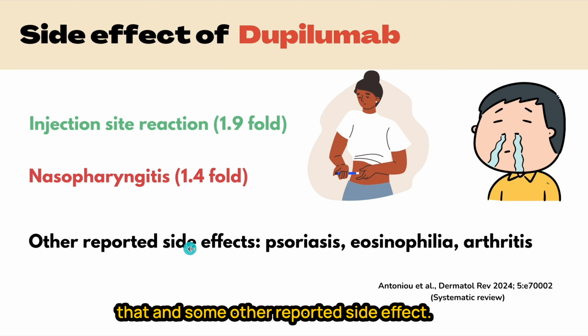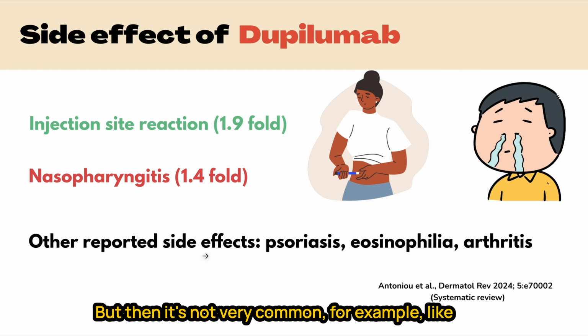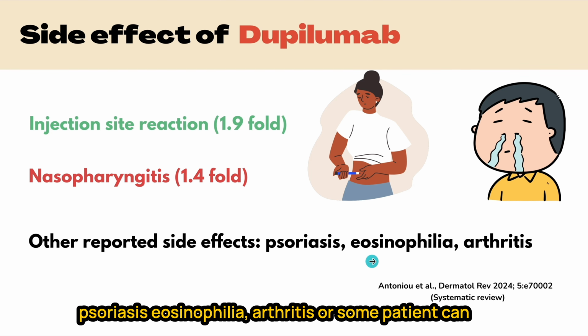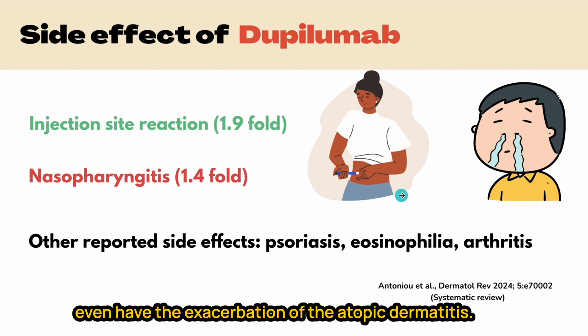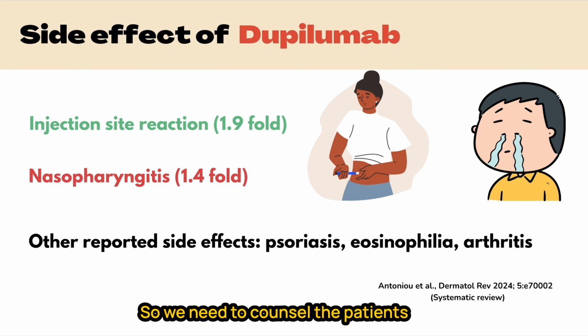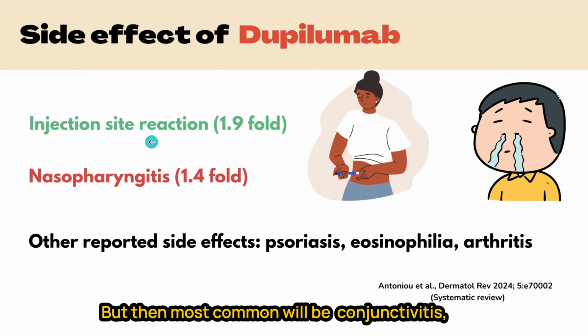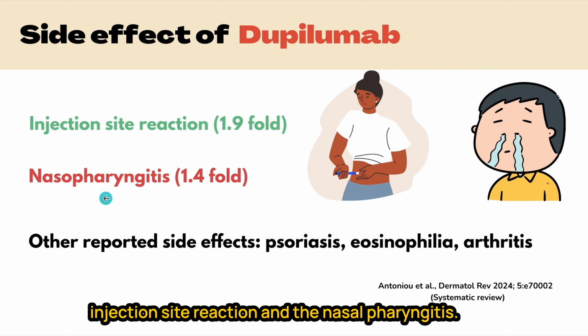And there are some other reported side effects, but they are not very common. For example, psoriasis, eosinophilia, arthritis, or some patients can even have the exacerbation of the atopic dermatitis. So we need to counsel the patients about all of these side effects. But the most common will be conjunctivitis, injection site reaction, and nasopharyngitis.